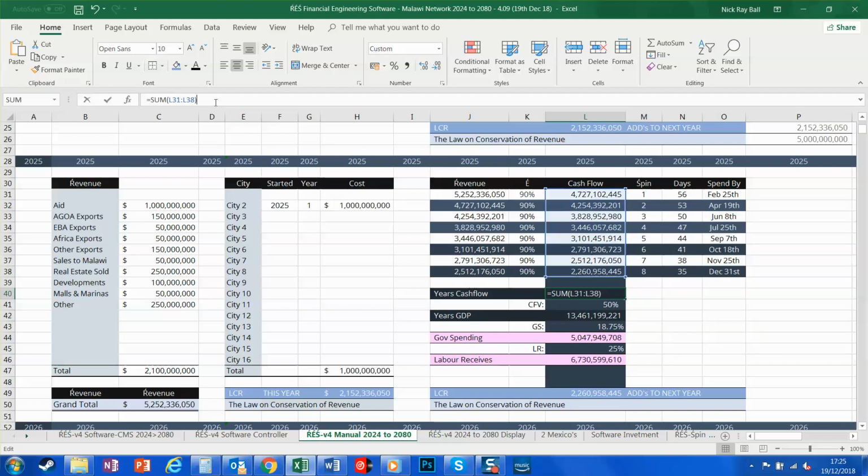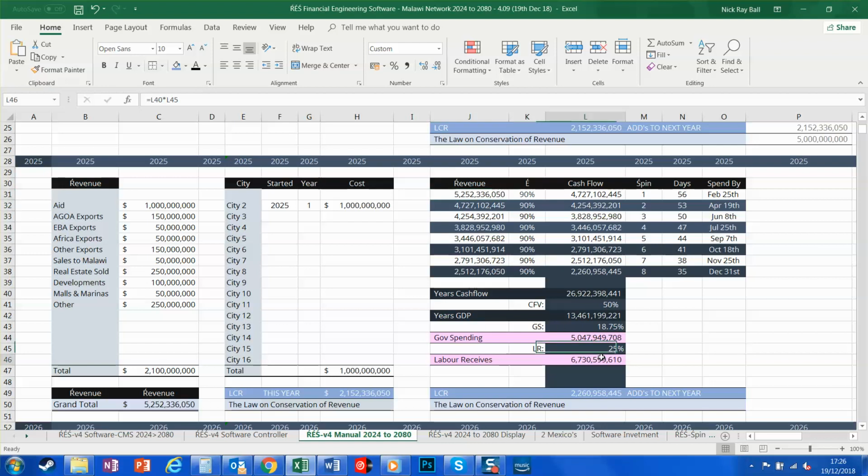That's the cash flow. That is what is being spent. Note that in general, GDP seems to be about half of what cash flow is. So that's year's GDP is cash flow times 50%. Government spending is 18.75% of that, so that's just over 5 billion. So the government gets 5 billion's worth of cash flow from what was starting at about 5 billion. So yeah, that's just great for those guys.